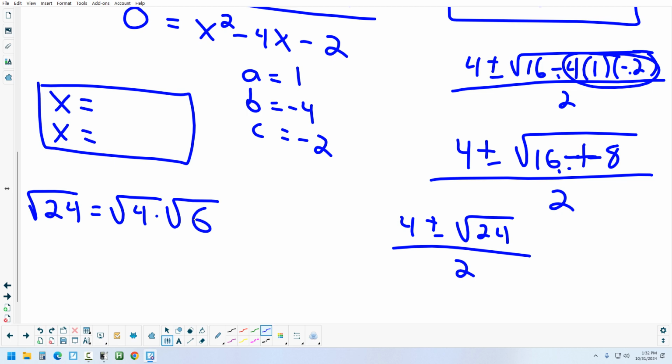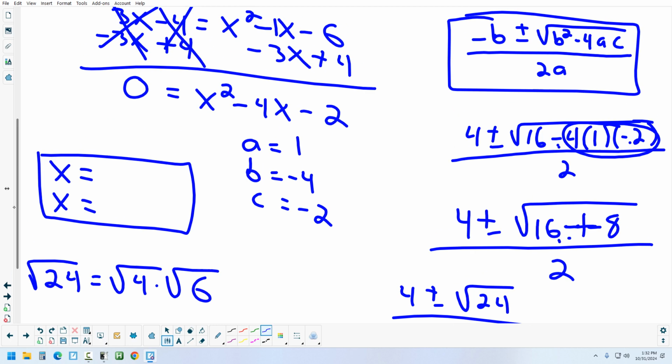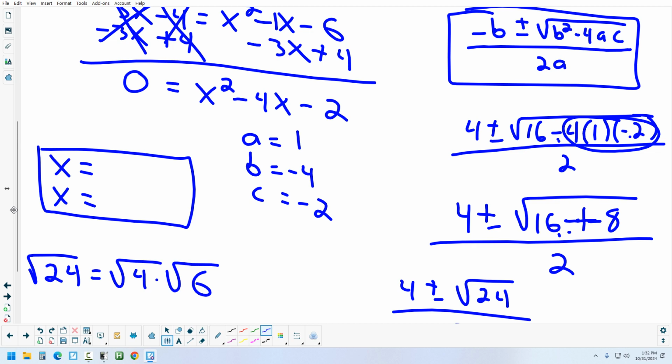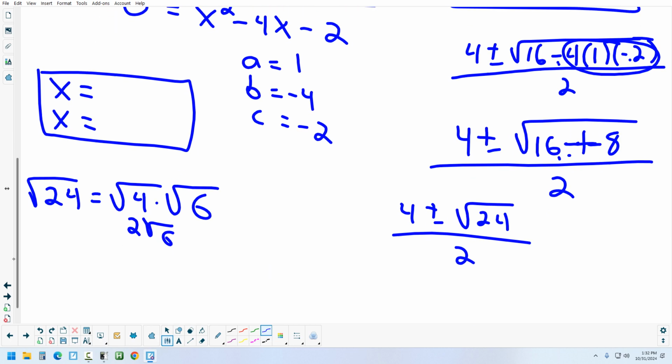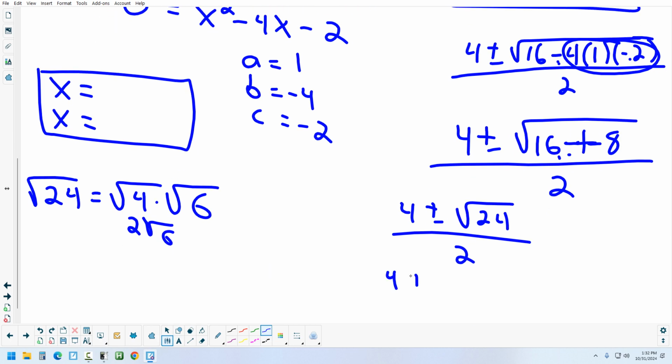Just go up to the formula real quick. So everyone agrees 4 times 6 is 24? Okay. What's the square root of 4? 2. That's how you write the square root of 24: 2 square root 6. Okay, so we get 4 plus or minus 2 square root 6, divided by 2.